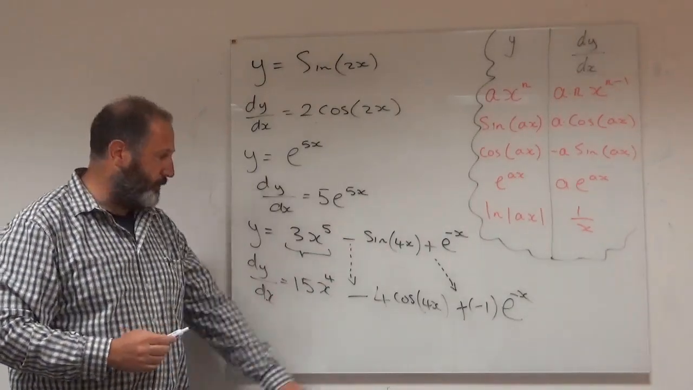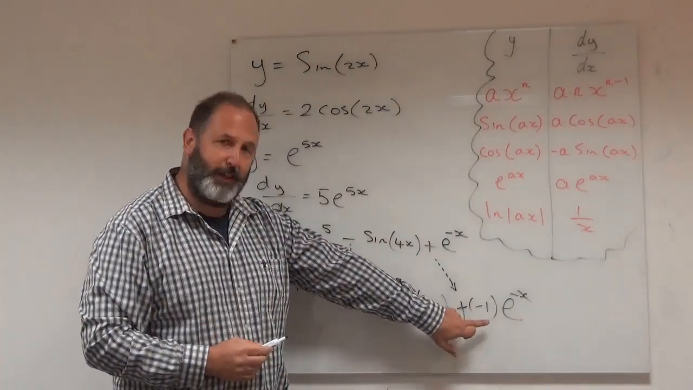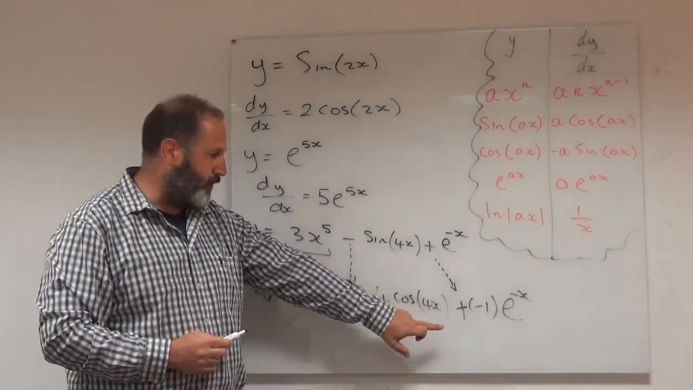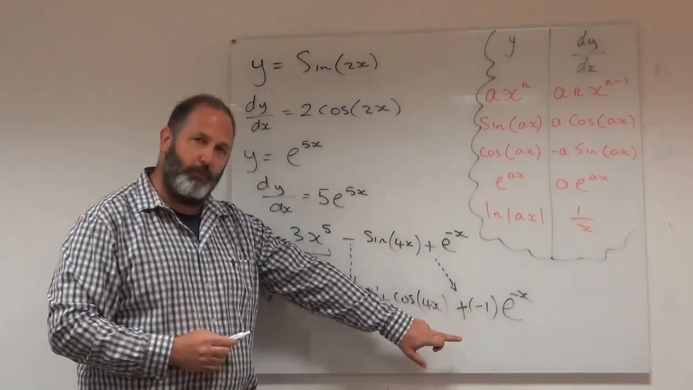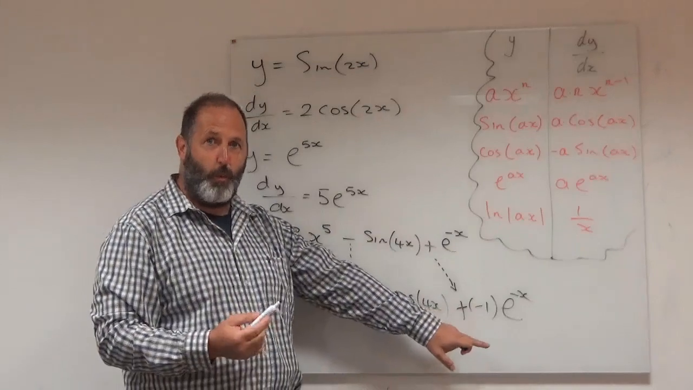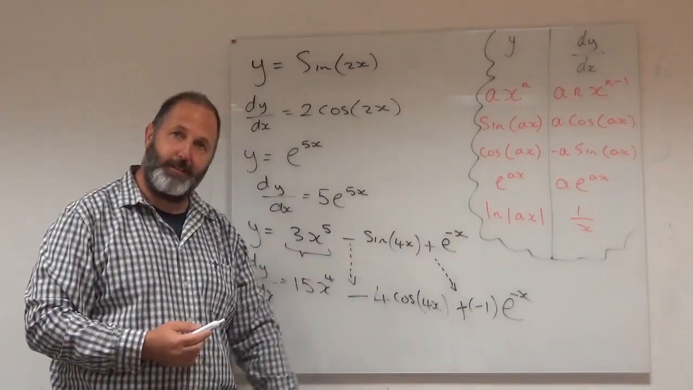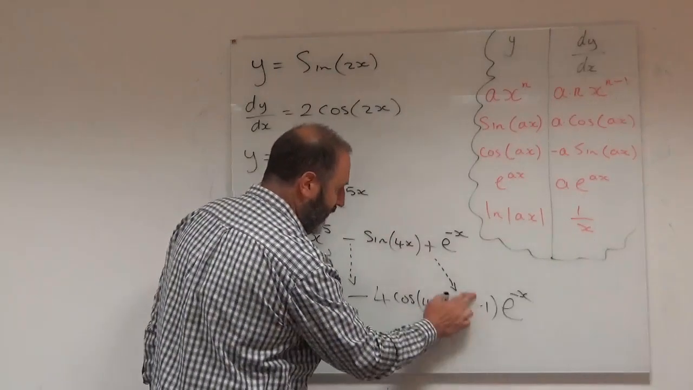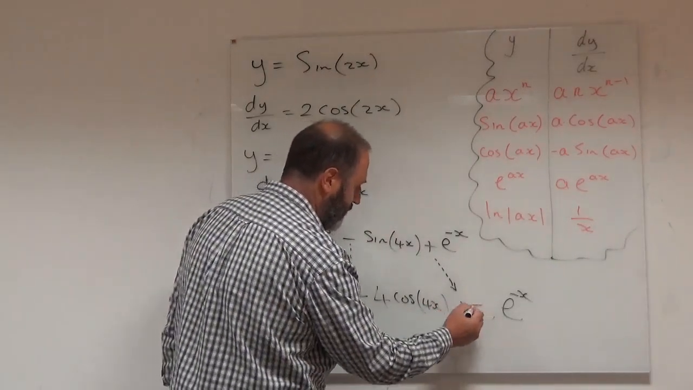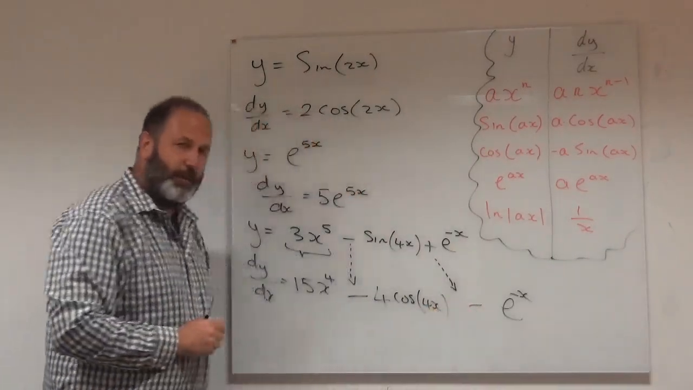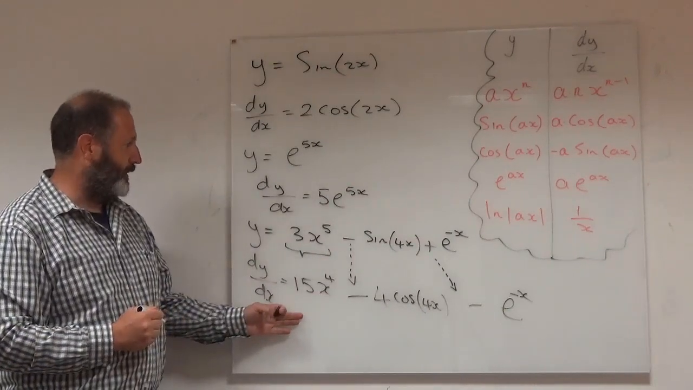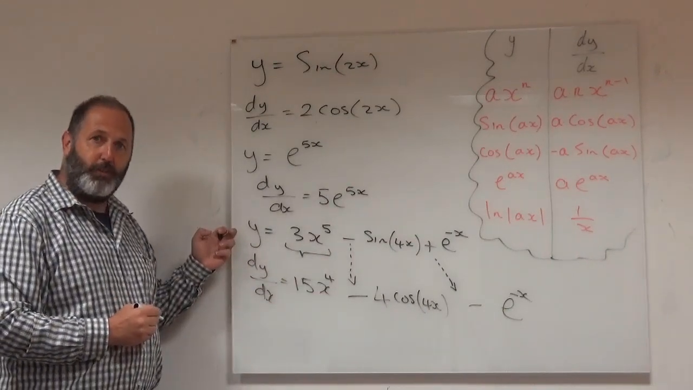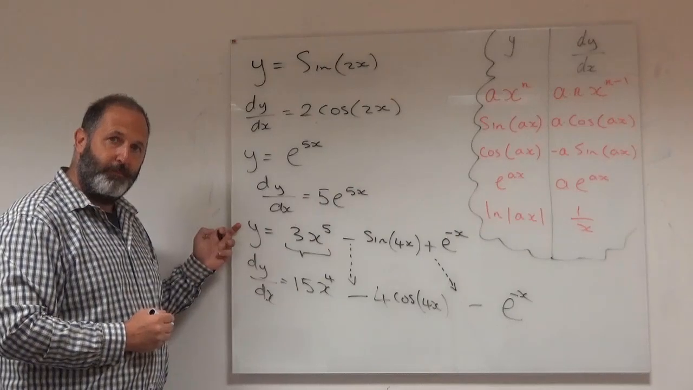A little bit of tidying up to do. I have a plus minus 1, which of course would just become a minus 1. Typically we wouldn't even bother with the 1. We would have minus e to the minus x. So if I tidy up, I can now say that's just minus e to the minus x. And here we have the differential of this function, this curve here. Okay.